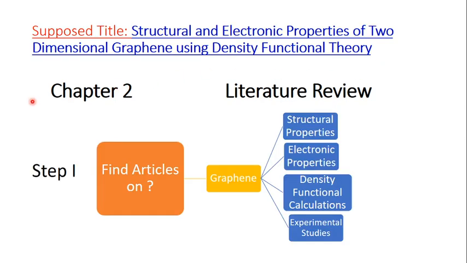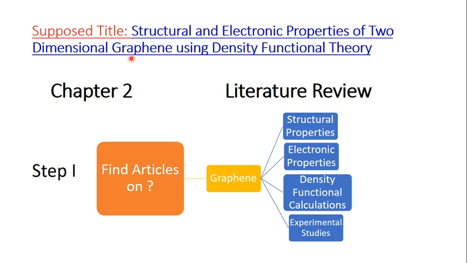There are two steps in order to write literature review. Step number 1, you need to find articles. Articles on what? You can easily find what kind of articles you need to include in your thesis by looking at the title of your thesis. Now if you see this supposed title, you can see that there are some terms, for example, graphene. Graphene is the material on which this supposed title is about.